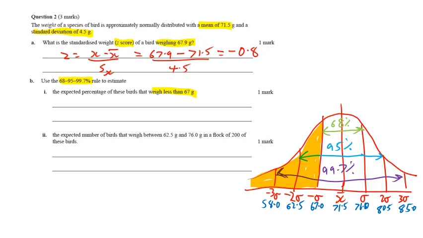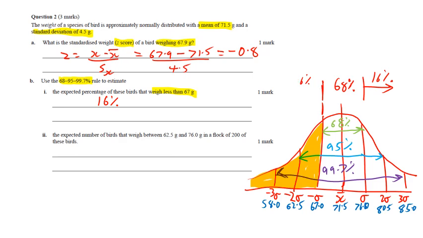We know that between here and here is 68%. That leaves 32%. So half of that 32% is going to be to the right, and half of that 32% is going to be to the left. And that means half of 32 is 16%. So we've got 16% to the left and the right of this line. So to the left of that line, that's what we want. That's that orange shaded area. So less than 67 grams is 16%. And that's how we got that one.